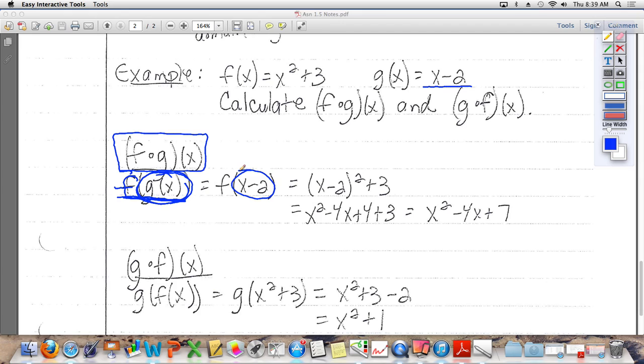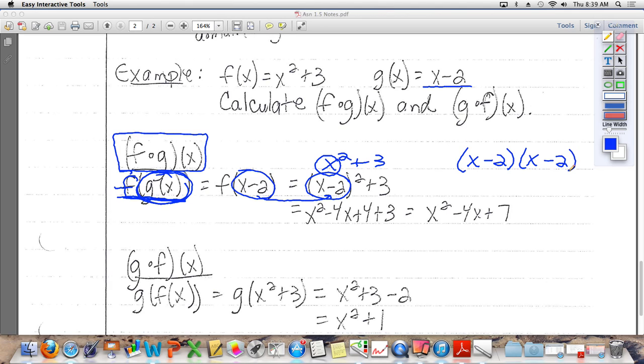So I take this x minus 2. Remember how the function f of x was x squared plus 3. So all I'm really doing is replacing this x with x minus 2. So I put it right here. I have to square it, and then I have to add 3. So x minus 2 squared. Well, x minus 2 squared, you guys know, really means x minus 2 times x minus 2.